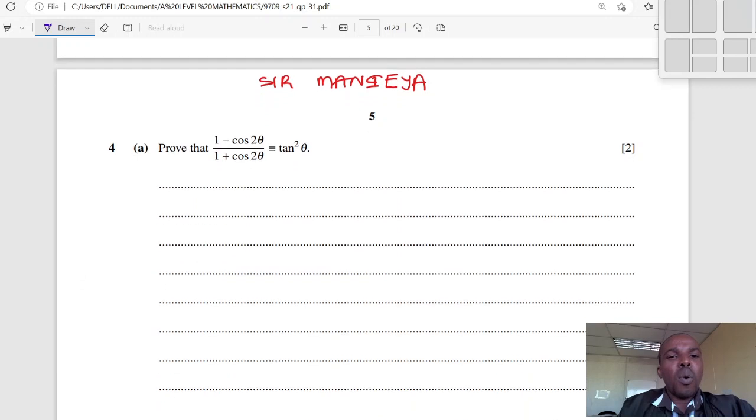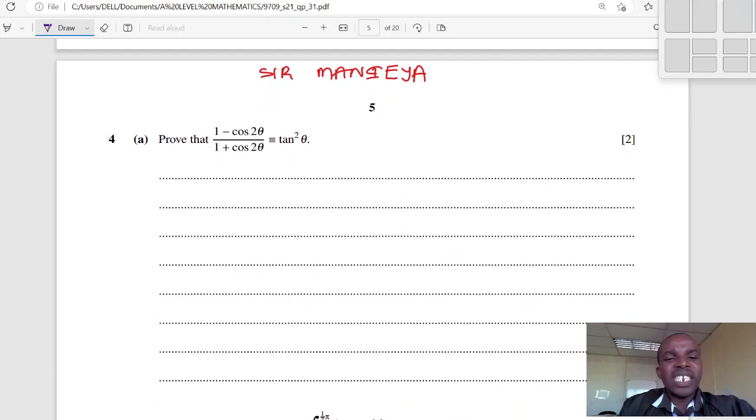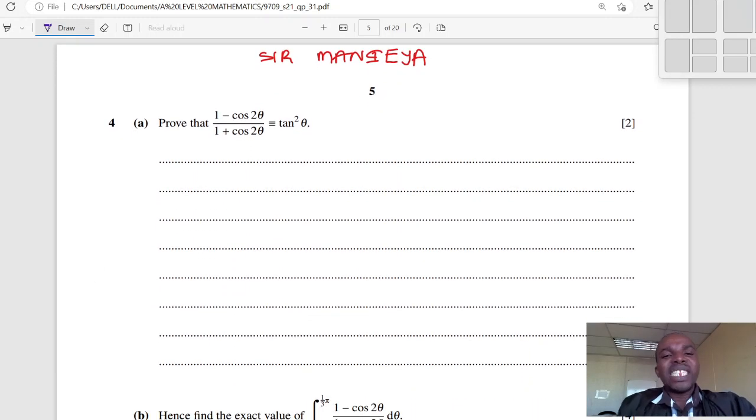Then question number 4: prove that this one is an identity. You always have to check which side has more terms. As I can see in this case, the left side of the identity sign is the more complex one, so I can take the left hand side.